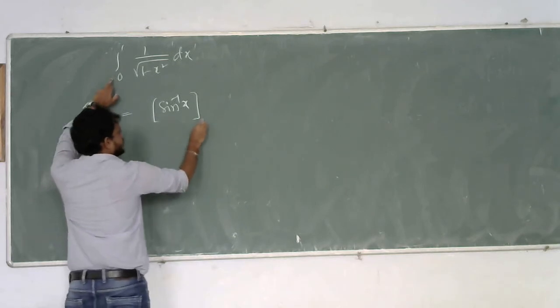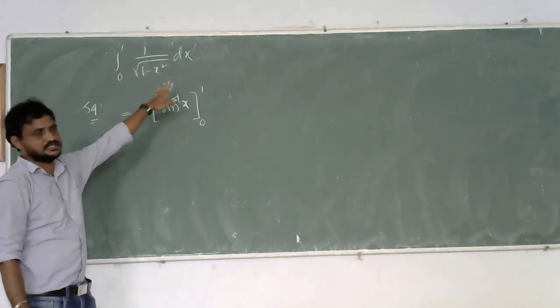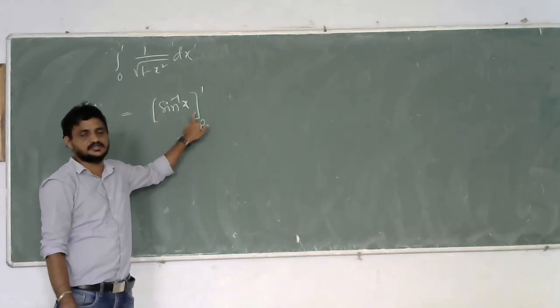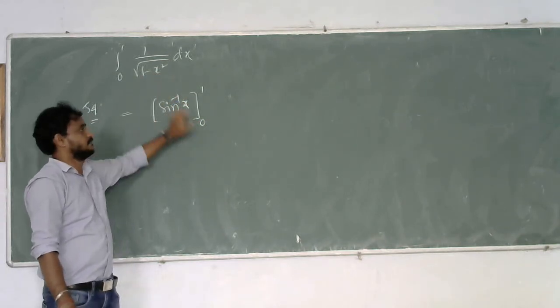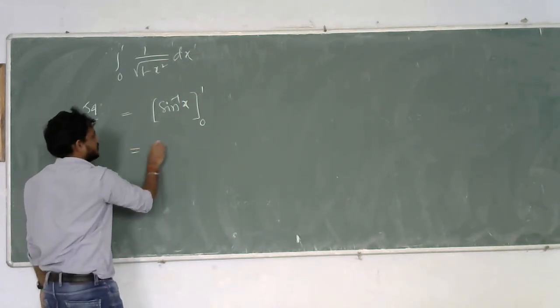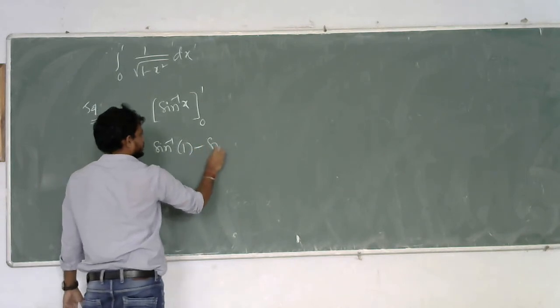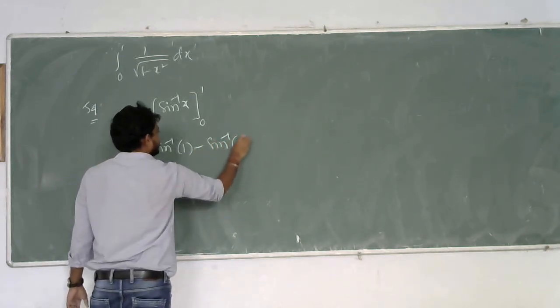The limits are 0 to 1. So the integration of 1 by under root of 1 minus x square is sin inverse of x, that's the integral of this function. Now let us apply the limits here. So sin inverse of the upper limit, 1, minus the lower limit, 0.